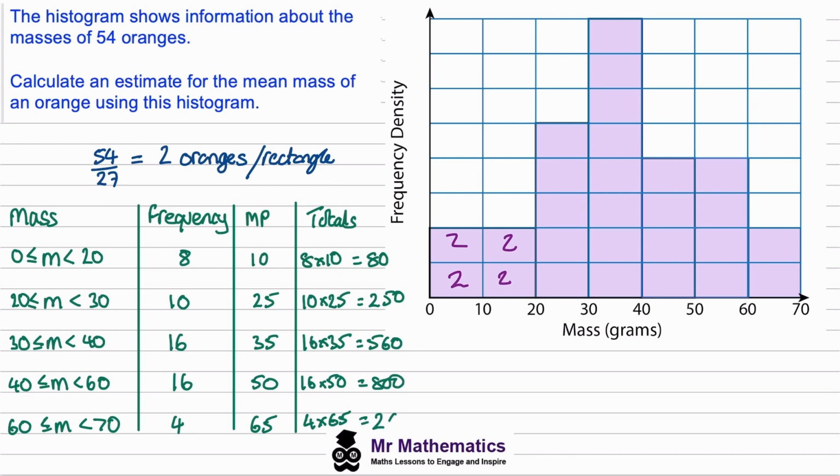and 260. And we know the mean is the total divided by the sample size. We can work out the total by adding all of these together, and we get 1,950, and we're told that the sample size is 54 oranges here. This gives us an average of 36.1 grams per orange.